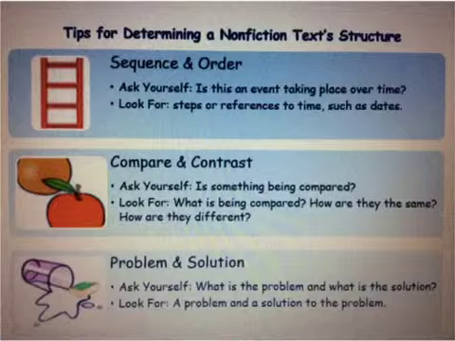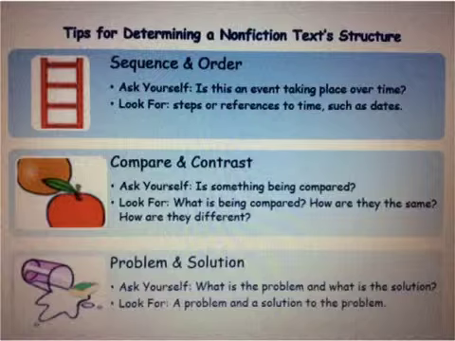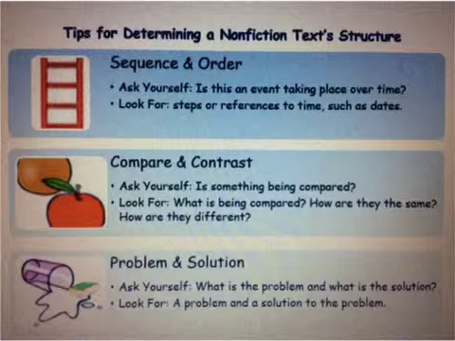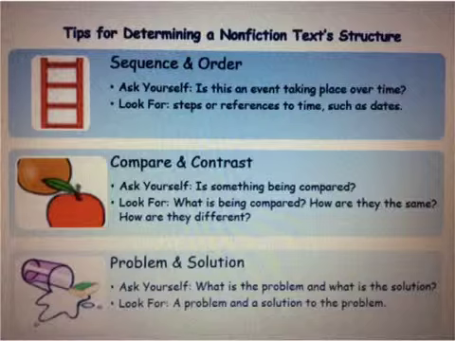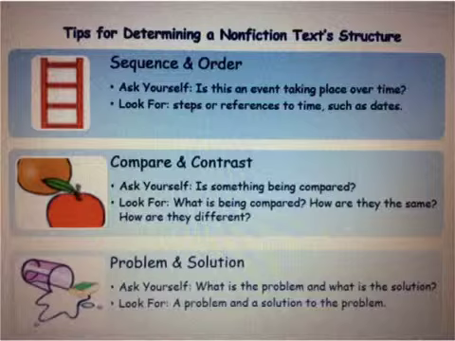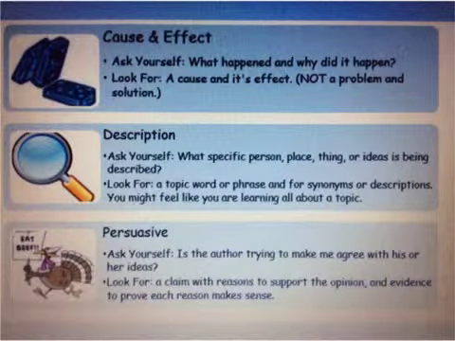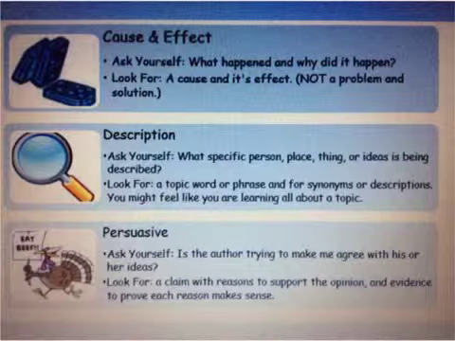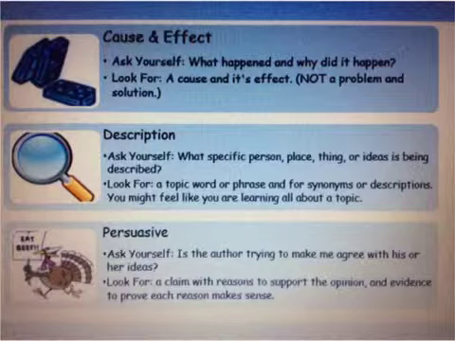With compare and contrast, you should ask yourself, is there something being compared? And maybe 2 or more things. The article would probably include how the things are the same and how they are different. With problem and solution, you should ask yourself, is there a problem? And is the author talking about a possible solution to the problem? With cause and effect, you should ask yourself, what happened and why did it happen? Look for a cause and its effect. Sometimes the effect is given first. This is different than a problem and a solution.